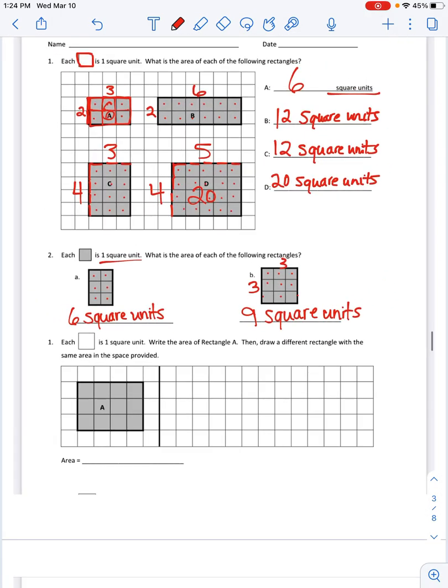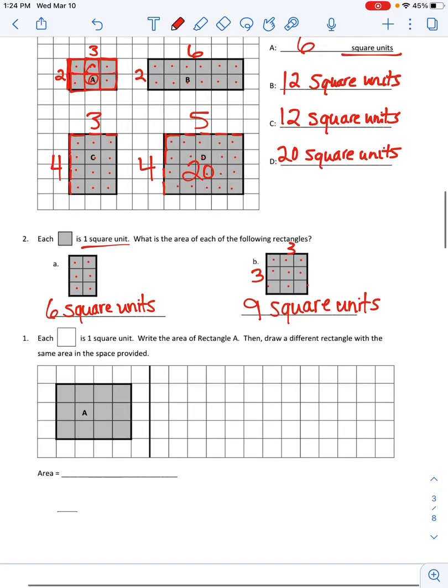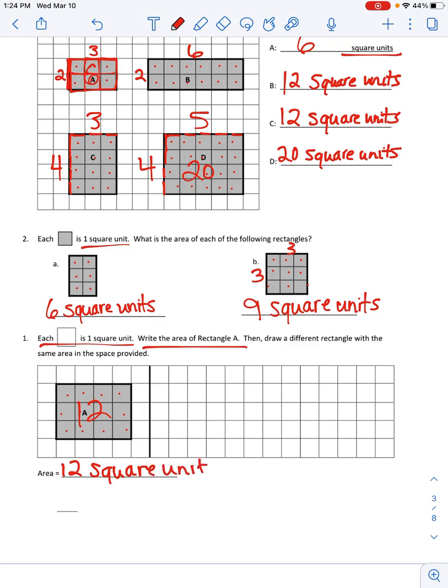Now, let's look at this last problem. You're going to see one like this on your homework today, so I want you to know how to do it. It says each square is 1 square unit. Write the area of rectangle A. That's our first step. We need to find what this rectangle is worth. 1, 2, 3, 4, 5, 6, 7, 8, 9, 10, 11, 12. So our rectangle is worth 12 square units. Let's see what else I have to do.